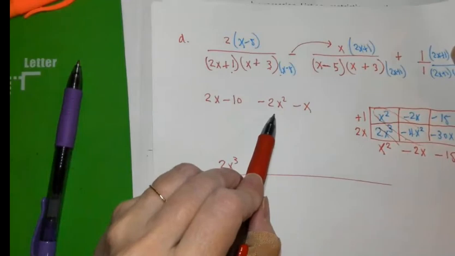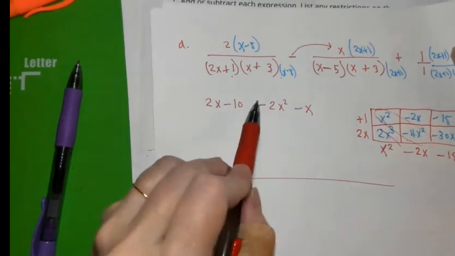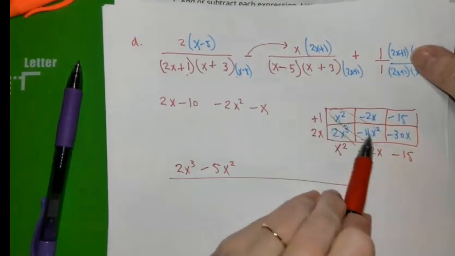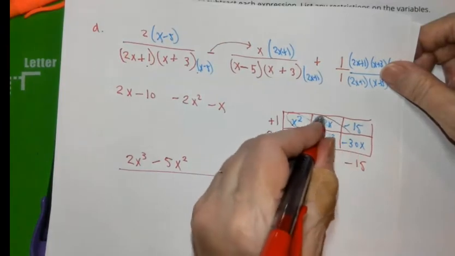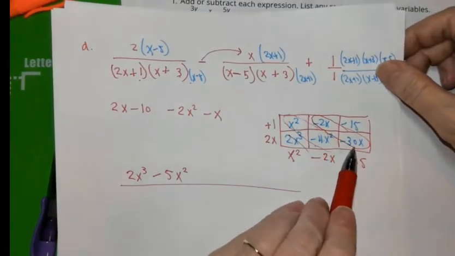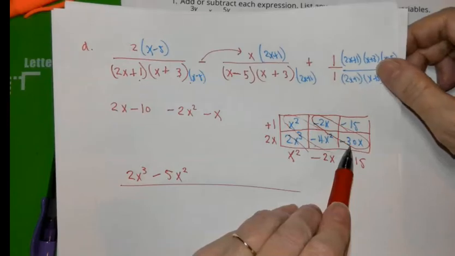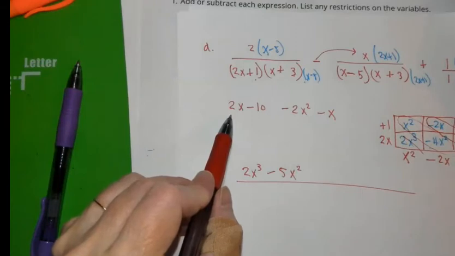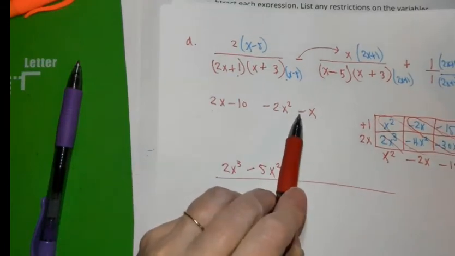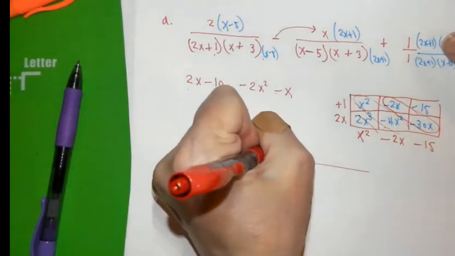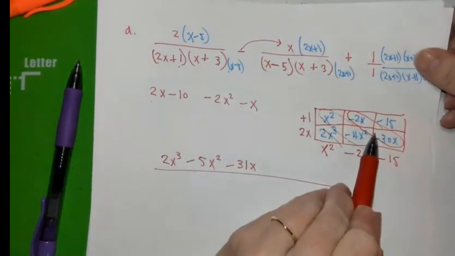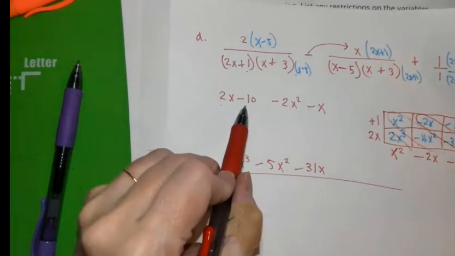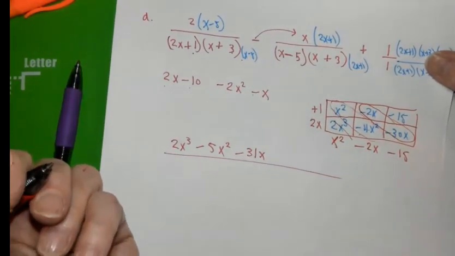But you also have this negative 2x squared. So if you put negative 3x squared and negative 2x squared, you should get negative 5x squared. Next, I can combine these two x terms. Negative 2x and negative 30x is negative 32x. But I have a 2x, so that would make it negative 30x. And then negative 1x would be negative 31x. Then I have a negative 15, but I also have a negative 10, so that's a negative 25.